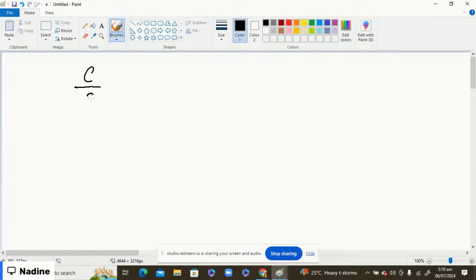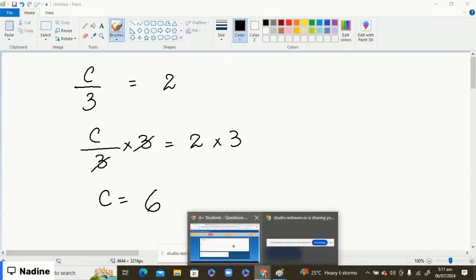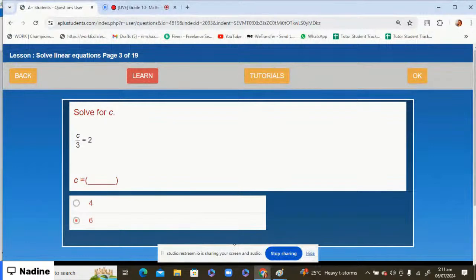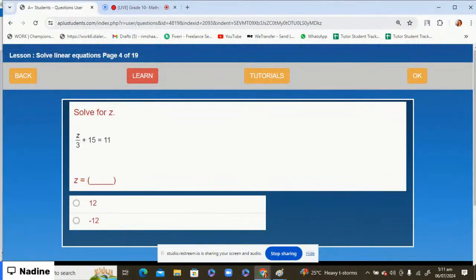First of all, multiplying by 3 on both sides. This should cancel, and c is equal to 2 times 3, which is 6. Okay, and this is the right answer.